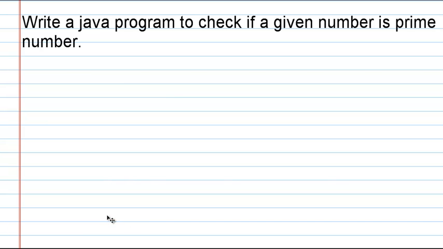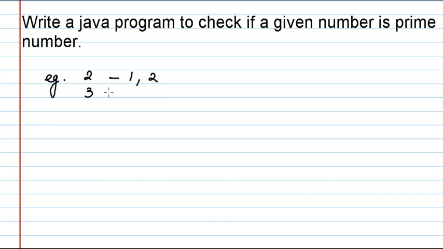Write a Java program to check if a given number is a prime number. A natural number greater than 1 which has no other divisors except 1 and itself is said to be a prime number. For example, let us consider the number 2. The divisors for this number are 1 and 2.